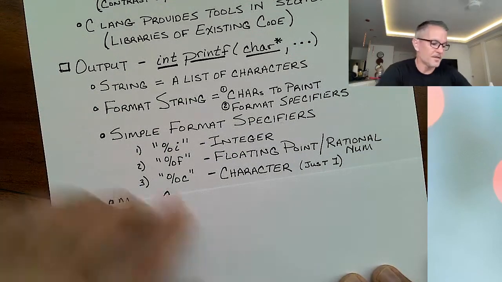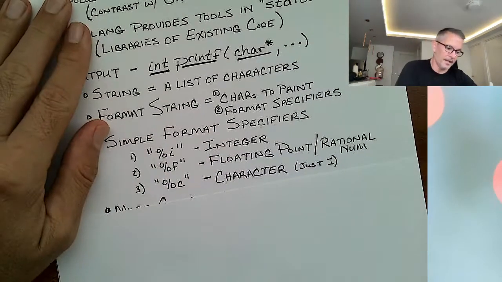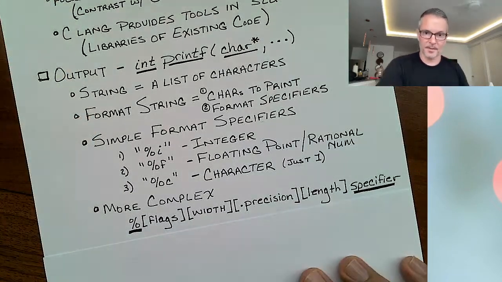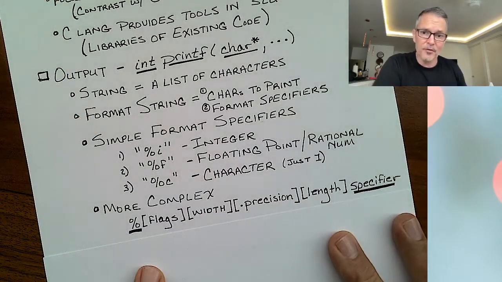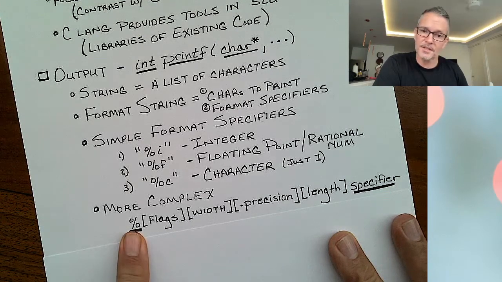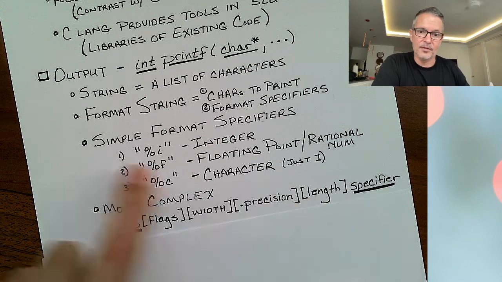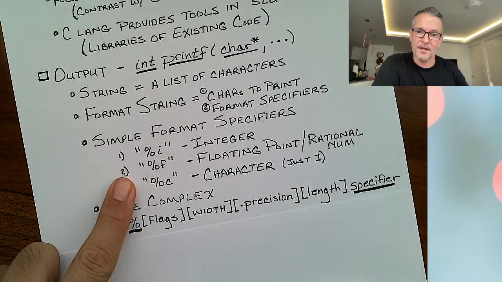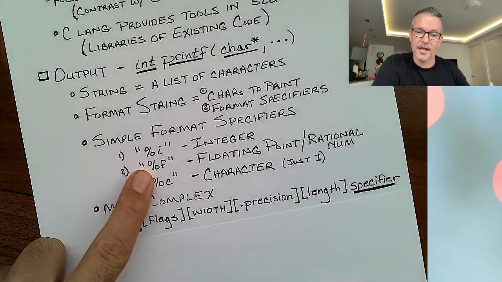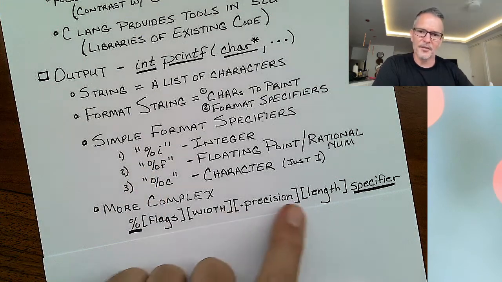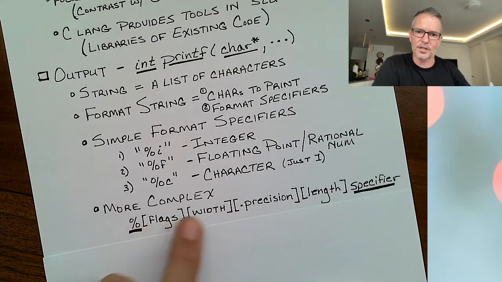Okay, so these are the simple format specifiers, but we can have a much more complex format specifier. Every format specifier begins with a %, and it ends with the specifier. I've given you the 3 most common specifiers here: I for integer, F for floating point, C for character. But what about these other possible things that you can include in the format string? We're going to talk about width, precision, and flags.